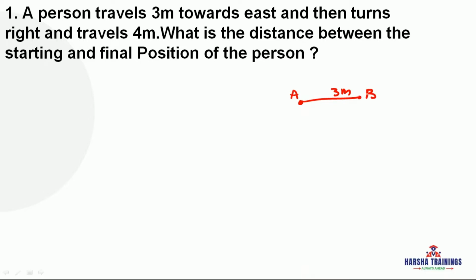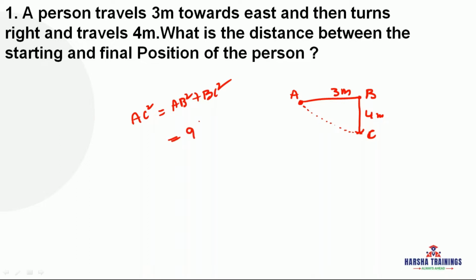Don't write, guys, I think it's a time waste problem. And turn to right, and turn to right means south side. How many meters? 4 meters. For example, it's a point C. Find out the distance between starting point and ending point. This time use Pythagoras formula. What is the Pythagoras formula? AC square is equal to AB square plus BC square.